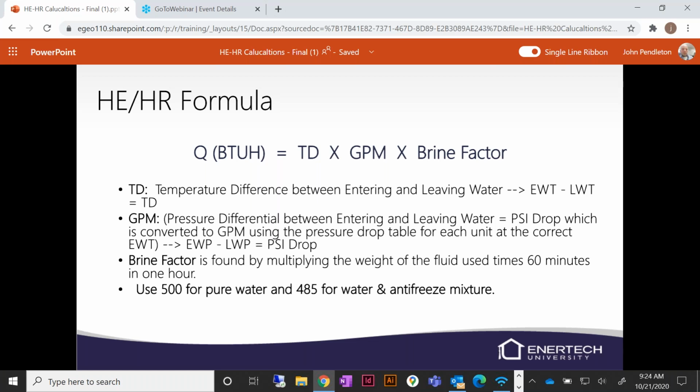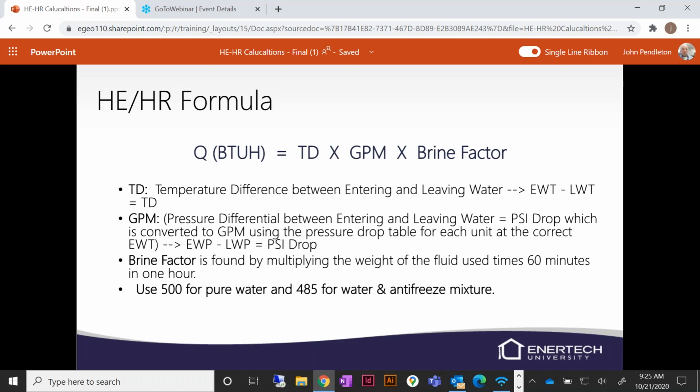All you really need to know is if you've got pure water, you're not using any type of antifreeze in the system, then it's 500 for the brine factor. And if you've got any type of antifreeze mixture, we use 485. Now you can get the actual specific gravity of the fluid, but 485 will put you in a ballpark close enough for what we're doing. And it's an easy number to pretty much remember: 500 for pure water, 485 for an antifreeze mixture.